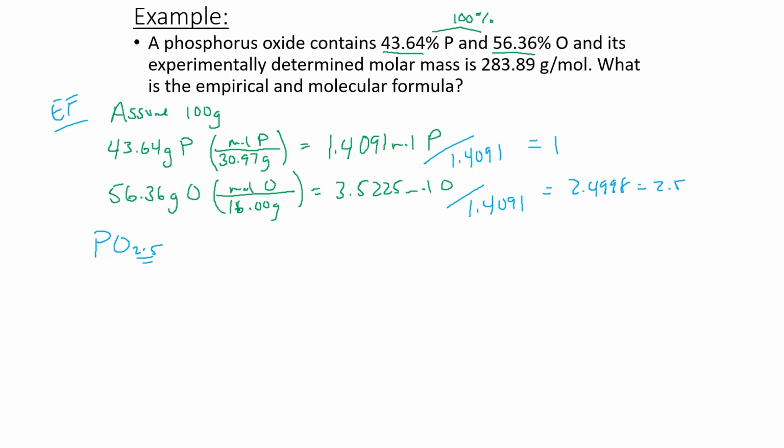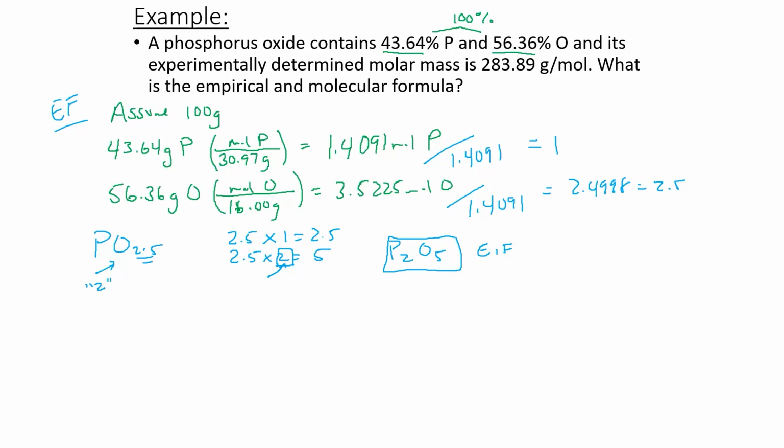So once again, we need to find a factor to multiply that by. So 2.5 times 1 is 2.5. 2.5 times 2 is 5. So the factor, though, that we want to multiply by is actually the 2, not the 5. So that's a common mistake. And we want to make sure we multiply everybody in that formula by 2. That gives us our proper empirical formula of P2O5. Again, a very common mistake is to multiply by the result and not the factor. So again, multiply by 2 here.